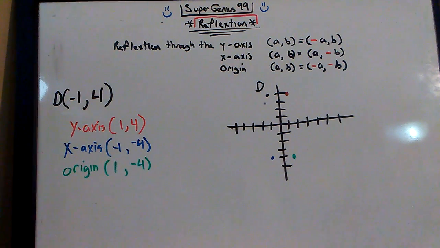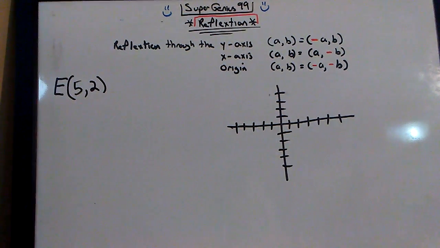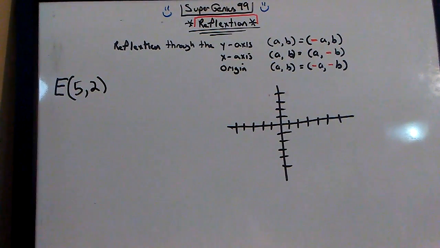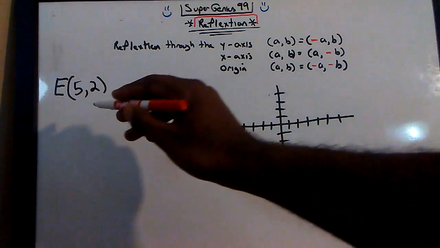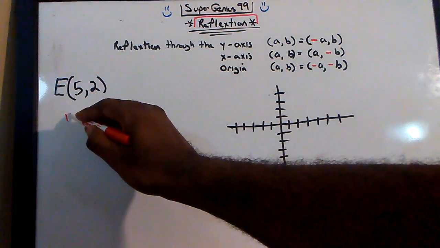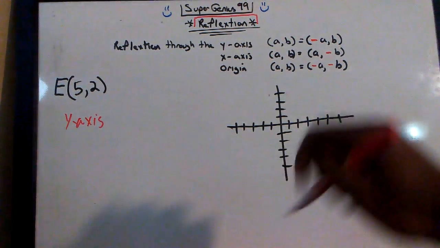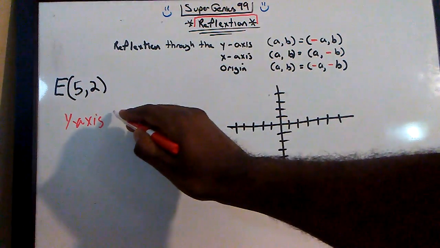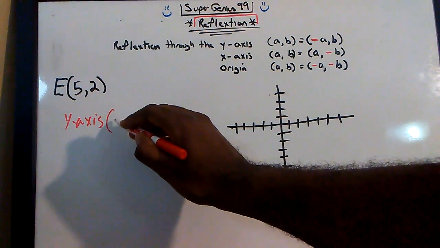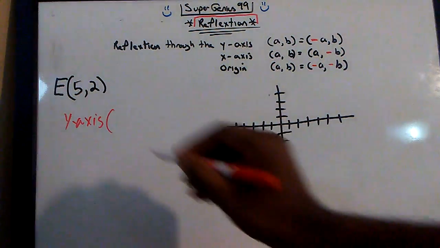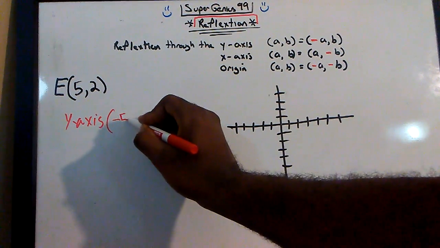All right, let's try another one. Okay, here we got the point E, 5, 2. Let's try a reflection. So first of all, reflect across the y-axis. When we reflect across the y-axis, we change the sign of the x value. So the x value was positive, now it's negative.